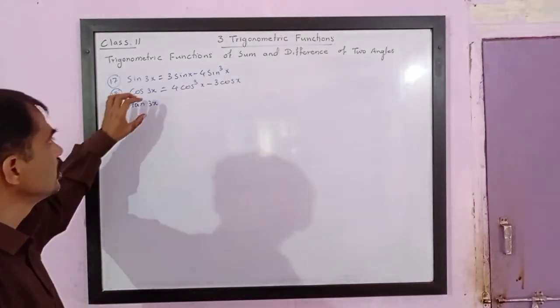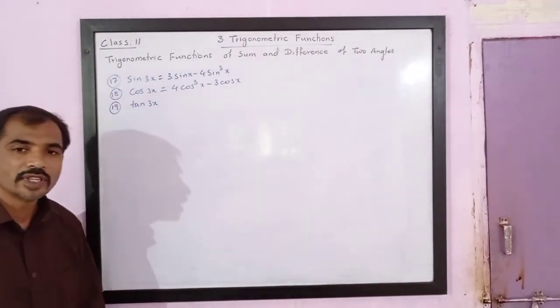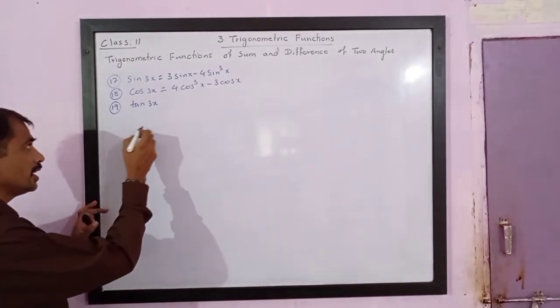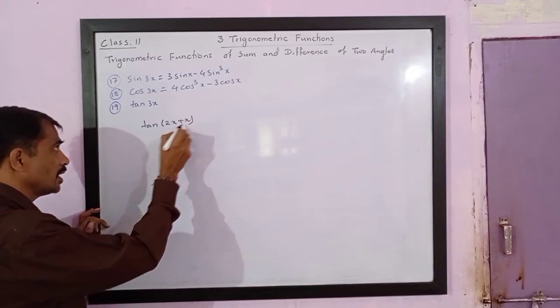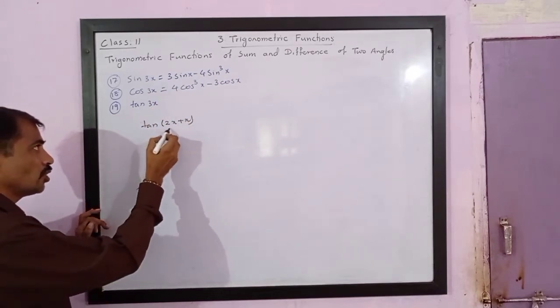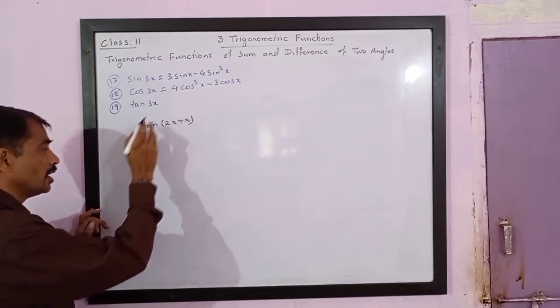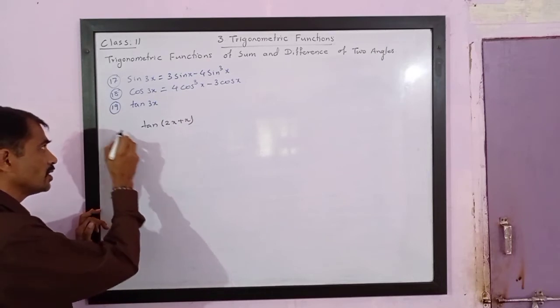Dear friends, next is tan of 3x. So tan 3x can be written as tan of 2x plus x. This is equal to tan of 3x. Please note one of the angle is 2 times the other angle. Now we have the identity for this.